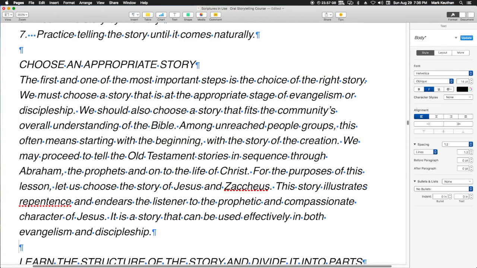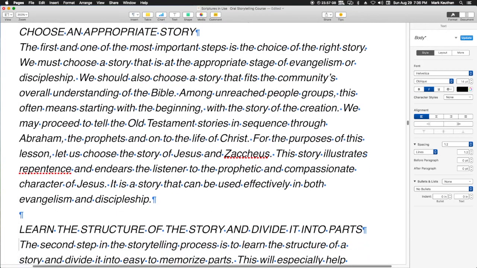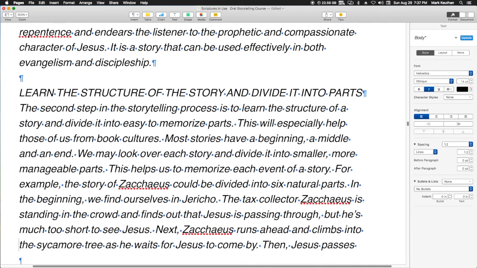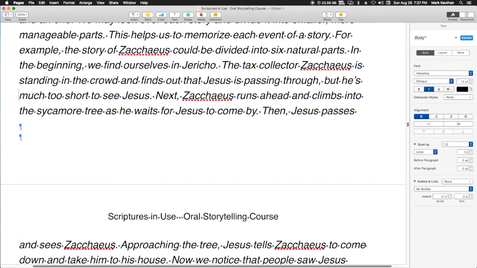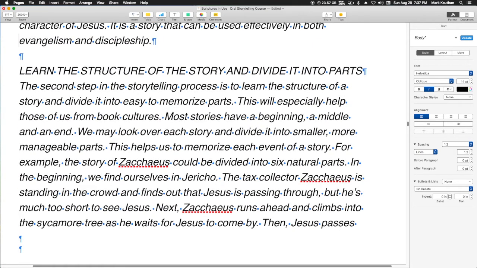All right, choose carefully an appropriate story. And we already talked about learn the structure of the story. Learn the structure of the story and divide it into easy memorized parts. This will help those of us who come from book cultures, which of course is you and me, because most stories have a beginning, middle, and an end. There's Aristotle for you. And we may look over each story and divide it into smaller, more manageable parts.